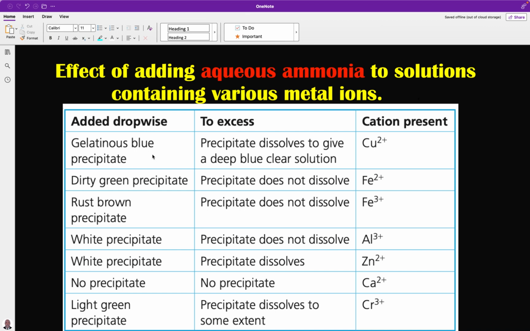We add aqueous ammonia solution to it, and observe that a gelatinous blue precipitate is formed. And then we proceed again to adding excess of aqueous ammonia, and we observe that the gelatinous blue precipitate that was formed dissolves to give a deep blue clear solution. We will conclude that the cation present in it is a copper 2 ion.